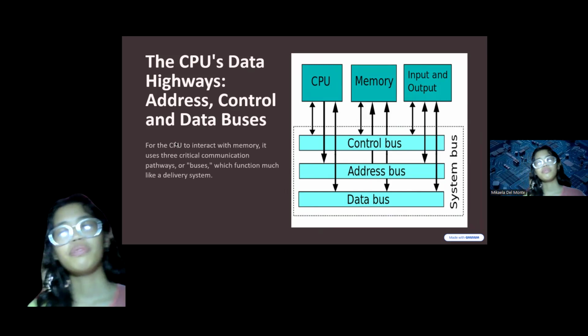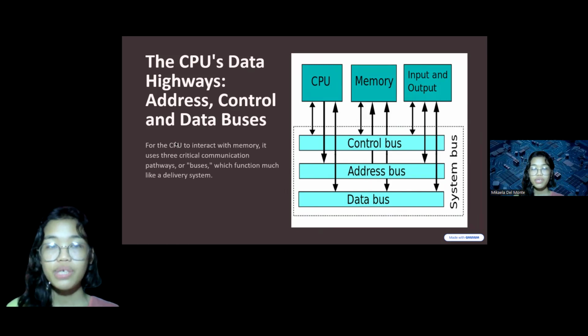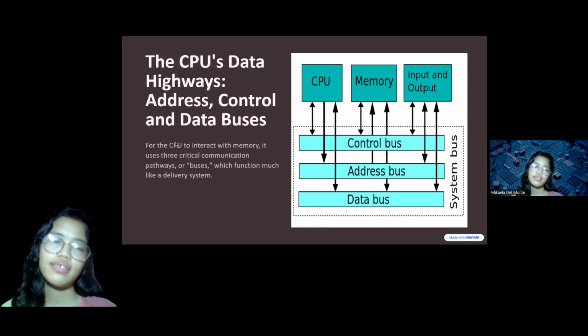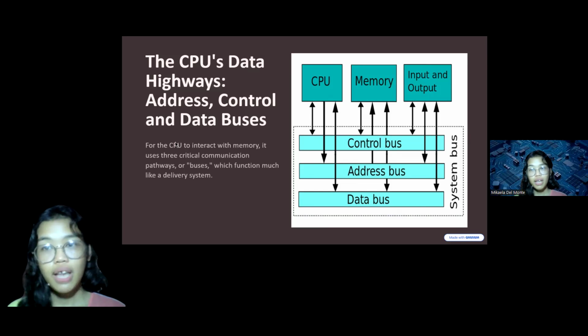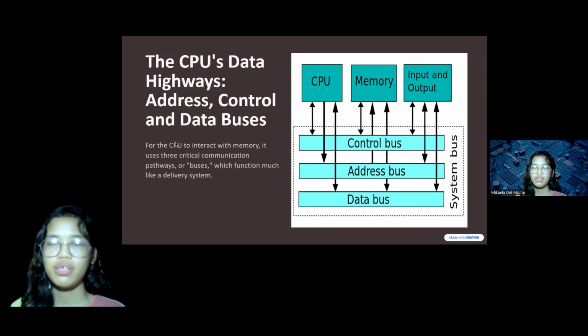The first one is the address bus. This selects the memory locations. The next one is the data bus, which transfers the actual data. And then the last one is the control bus, which carries signals such as read, write, and interrupt. For example, the CPU sends an address, signals read on the control bus, and receives data on the data bus. That's how it is. It's just the pathway where the data is being transferred.